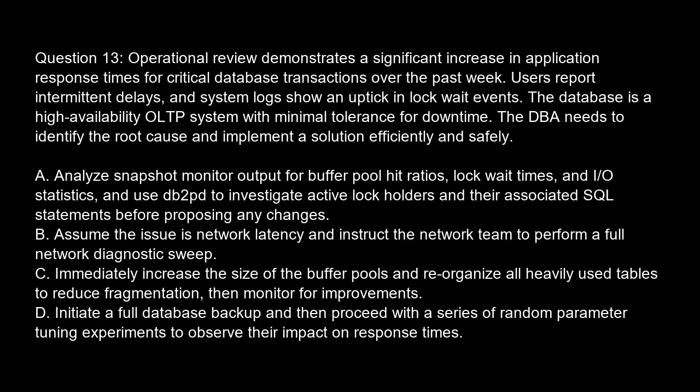Option A. Analyze snapshot monitor output for buffer pool hit ratios, lock wait times, and I/O statistics, and use DB2 PD to investigate active lock holders and their associated SQL statements before proposing any changes. Option B. Assume the issue is network latency and instruct the network team to perform a full network diagnostic sweep. Option C. Immediately increase the size of the buffer pools and reorganize all heavily used tables to reduce fragmentation, then monitor for improvements. Option D. Initiate a full database backup, and then proceed with a series of random parameter tuning experiments to observe their impact on response times.